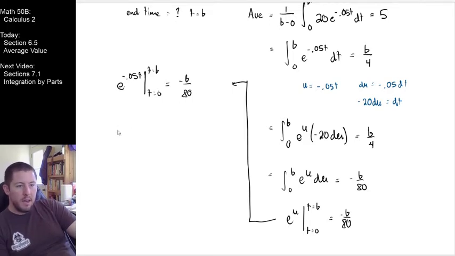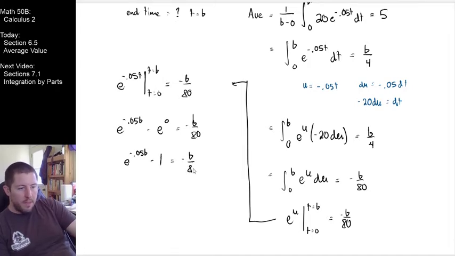And I'm seeing here e to the negative 0.05b minus e to the 0, equals negative b over 80. E to 0 is just 1. So here's where we're at.